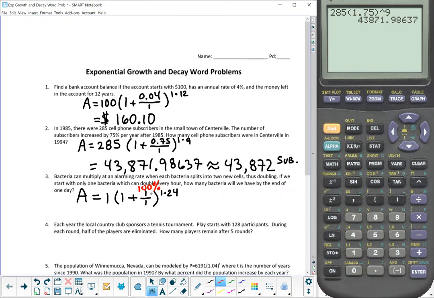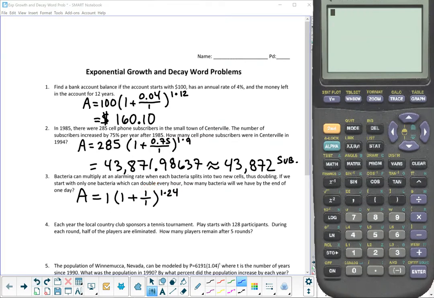But 100%, if you use a decimal and you move that decimal 2 places back, you get 1. That's why up here, 75%, we move the decimal back 2 places and get 0.75. 100%, you move the decimal back 2 places, you get 1.00, or just a plain old 1. Hopefully that did not confuse you too much.